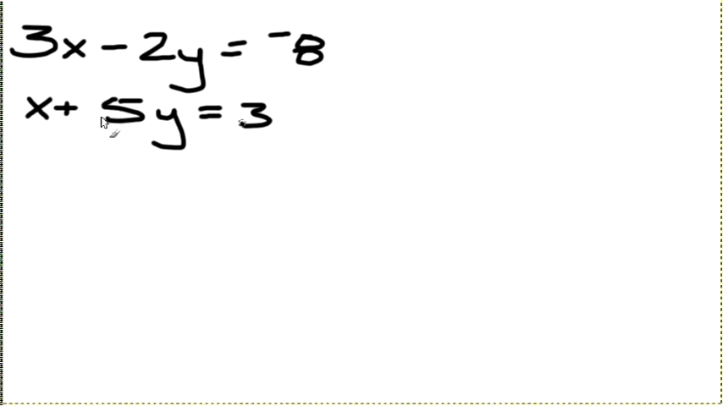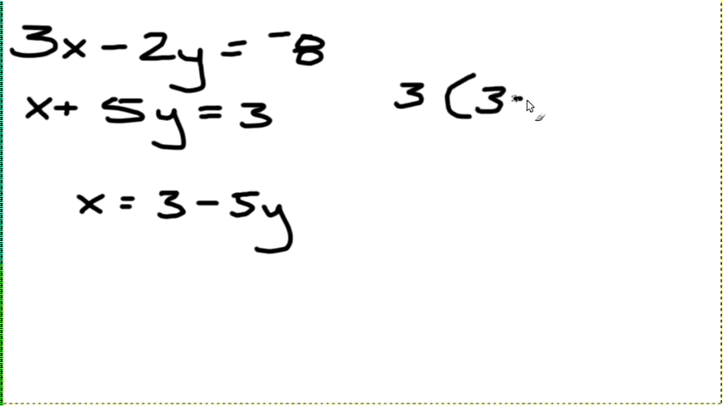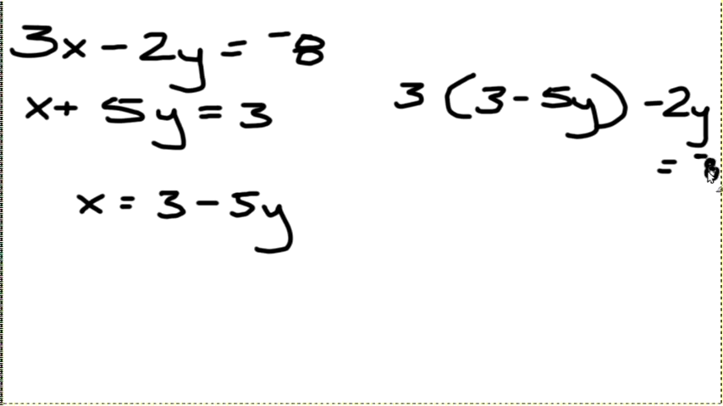So the easiest thing that we can do is subtract 5y from both sides of this equation. So we get x is equal to 3 minus 5y. And then we sub it into this equation up here. So we have 3 times (3 minus 5y) minus 2y is equal to negative 8. I ran out of room, but just bear with me.